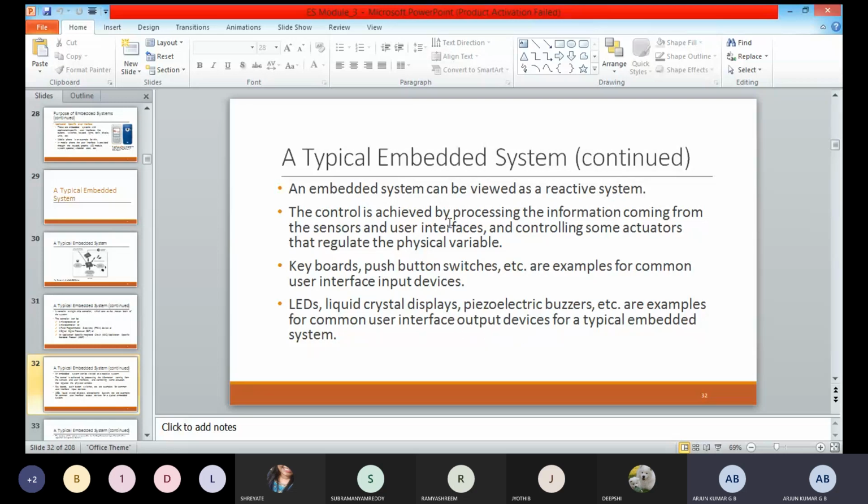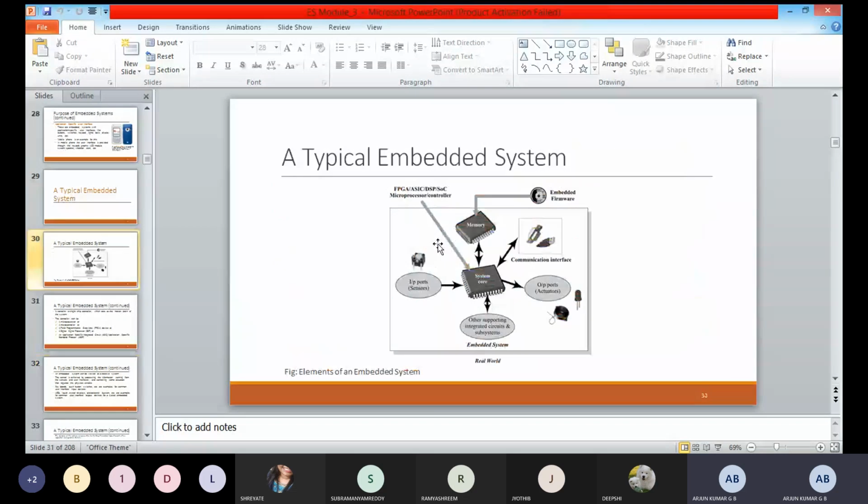You can observe here in the figure also, these outputs will be there, and these inputs will also be there. Based on the input signals, the output will be controlled through these processors. The controller processor will be designed based on the DSP or system on chip, otherwise FPGA. Okay, clear?